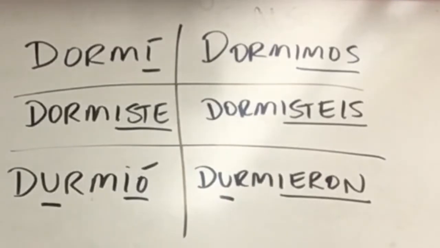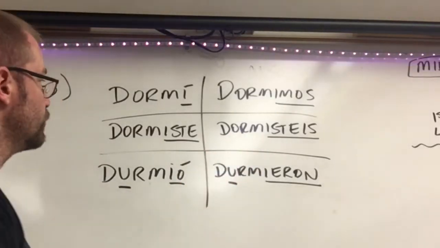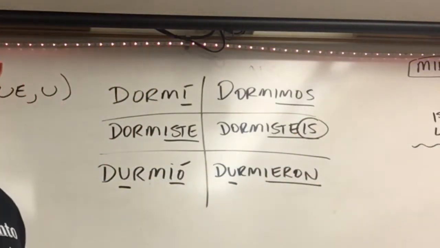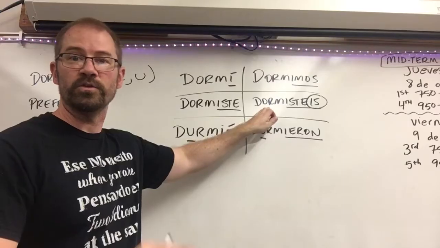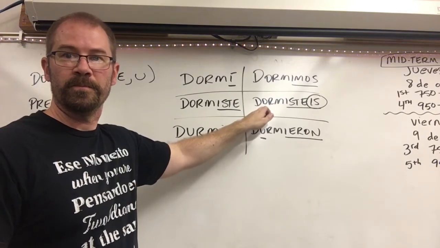Dormir, just for pronunciation purposes in the preterite, would be pronounced dormí, dormiste, durmió, dormimos, dormisteis, and durmieron. If you ever have trouble remembering the vosotros form of the verb in the preterite, just remember if you add -is or -s to the tú form, it always comes up with the vosotros in the preterite. It doesn't matter if it's a regular or irregular verb, that always works. Let's take a look at another verb.